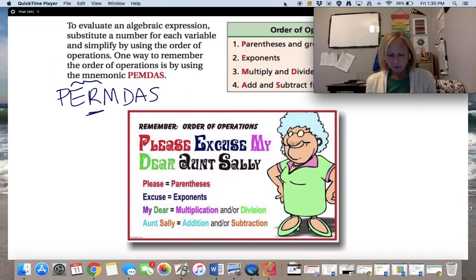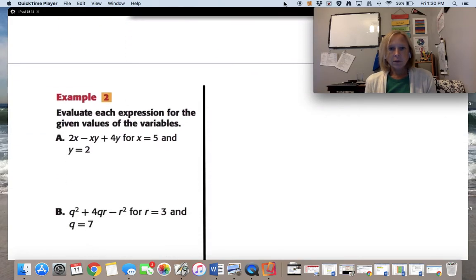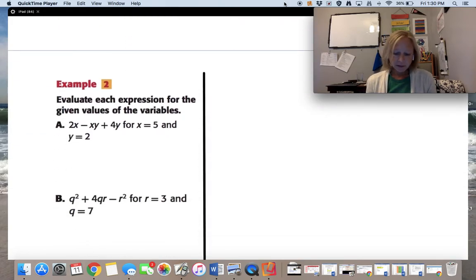Okay, so we simplify our algebraic expressions using this mnemonic. Please excuse my dear Aunt Sally. We do the parentheses first, exponents second, so on and so forth. So let's review some of these. I'm not simply going to give you an expression. I am going to have you first substitute values in and then simplify.